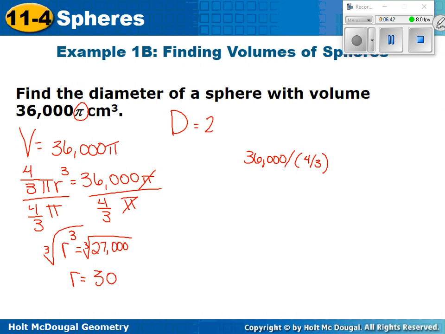60, because it's twice the radius. So 2 times 30 gives me 60 what? Centimeters, and it's just centimeters, right? Not squared, not cubed, it's not area, it's not volume. Easy enough? Ask now if you have a question, please. Okay, moving on.